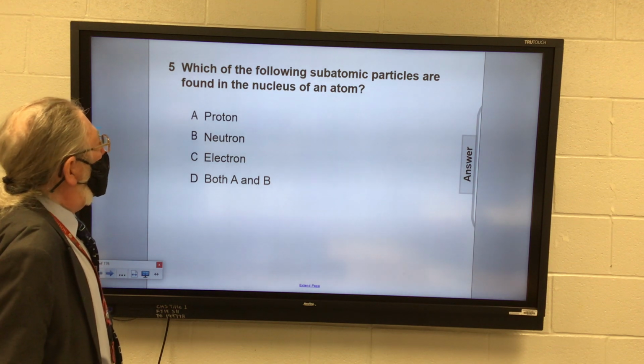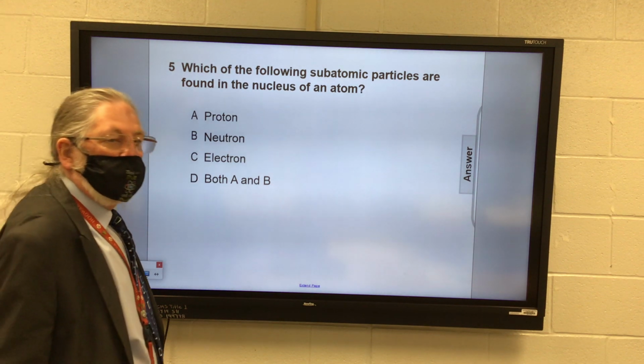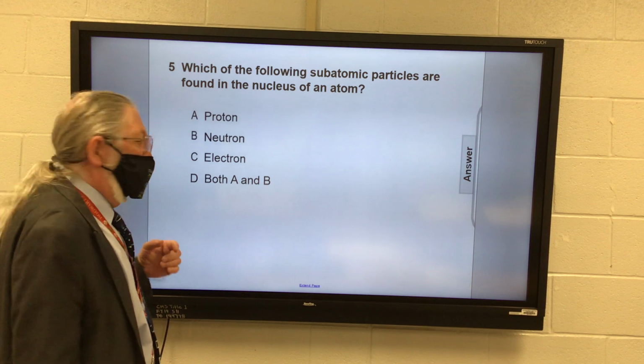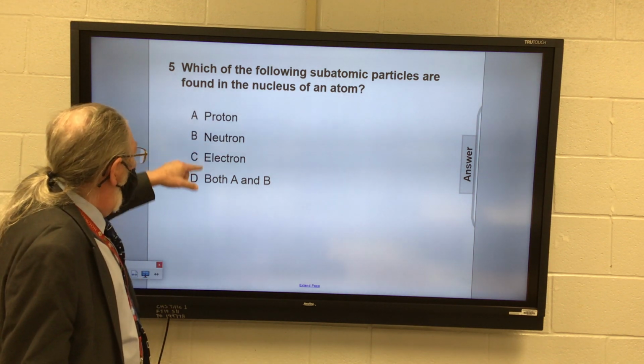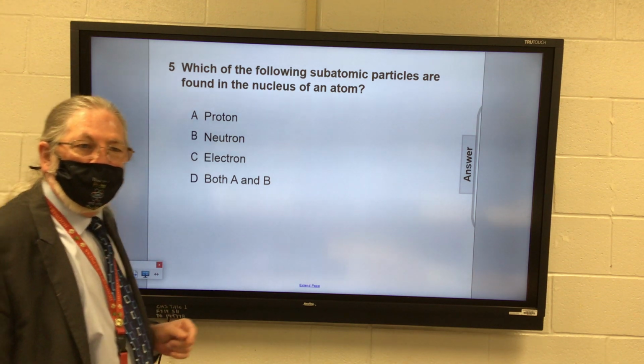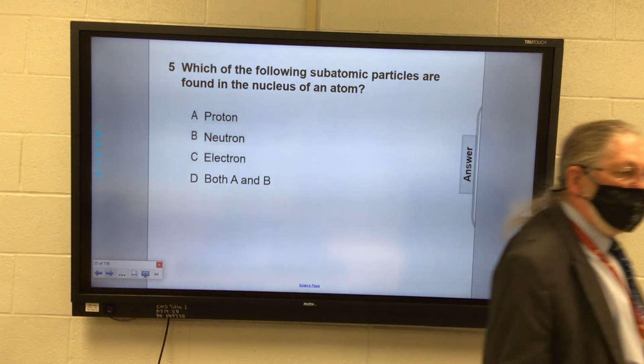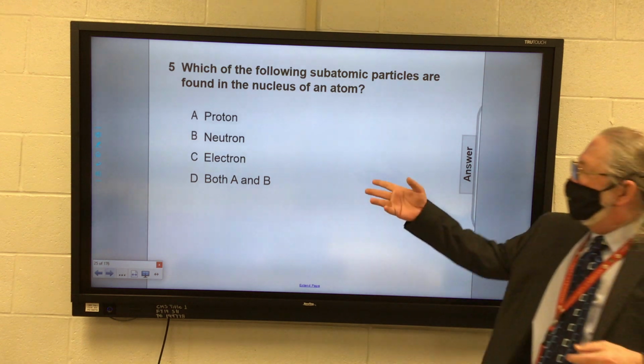Which of the following subatomic particles are found in the nucleus of an atom? Go look at that picture and then come back here and give me an answer. You can't choose C. You can choose A, B, or D. Look at the picture and see what's there, and then come back and answer this question.